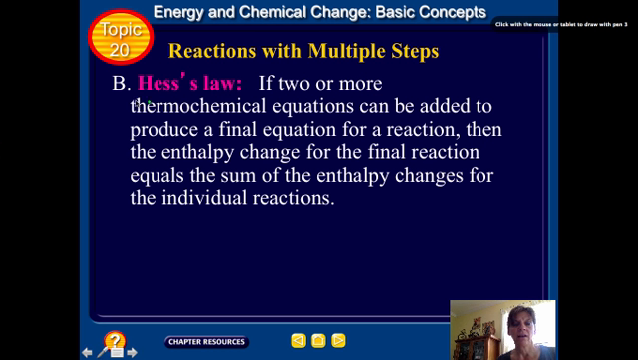Hess's law dictates that can work. If 2 or more thermochemical equations can be added to produce a final equation for a reaction, then the enthalpy change for the final reaction equals the sum of the enthalpy changes for the individual reactions. That is complicated, but think of it in simpler terms.